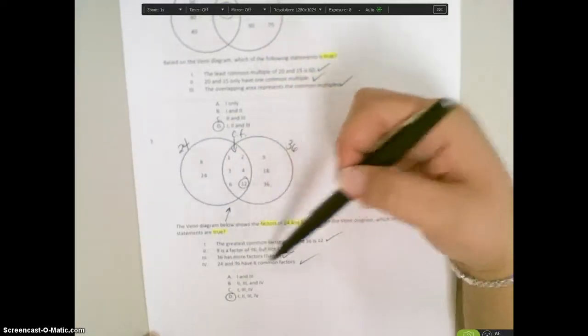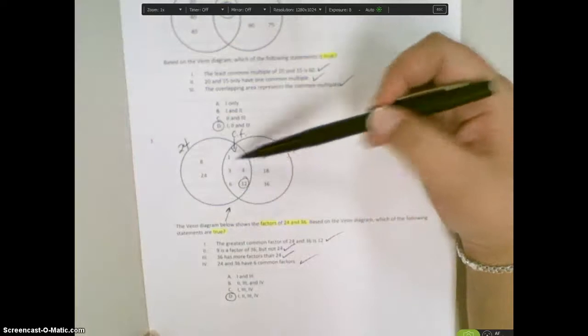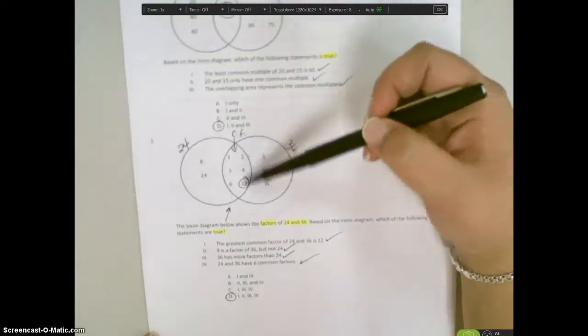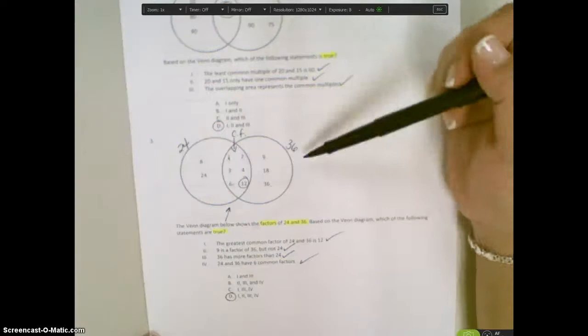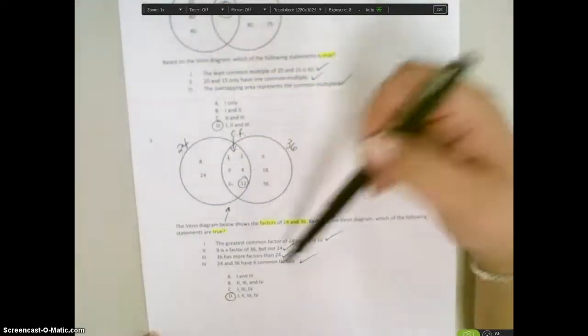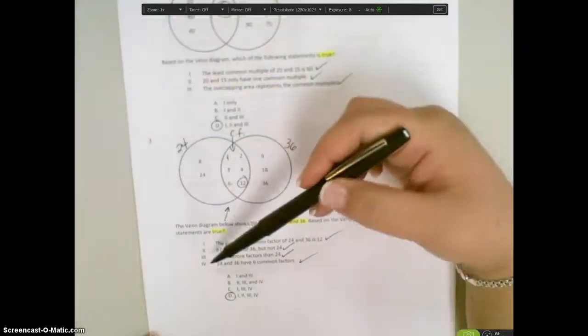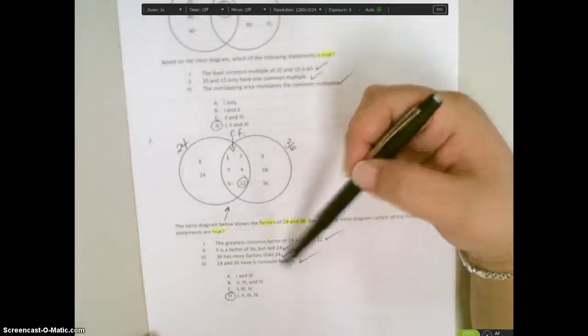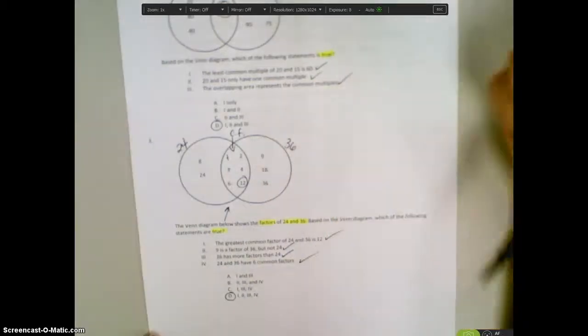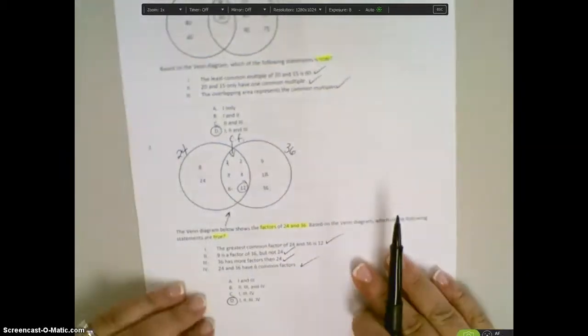3, 36 has more factors than 24. If we count the factors of 36, 1, 2, 3, but we also have to include what's in the middle. So 4, 5, 6, 7, 8, 9. So 36 has 9 factors. 24 has 1, 2, 3, 4, 5, 6, 7, 8. So it is true 36 has more. And number 4, 24 and 36 have 6 common factors. There are 6 in the middle, so that is true also. So 1, 2, 3, and 4 are all correct answers. So that would be D.